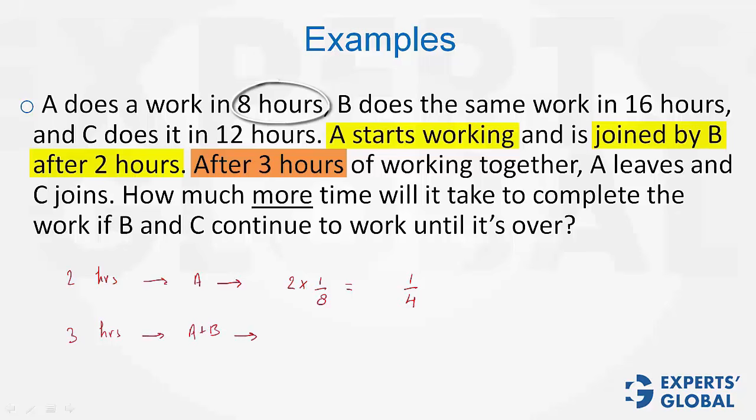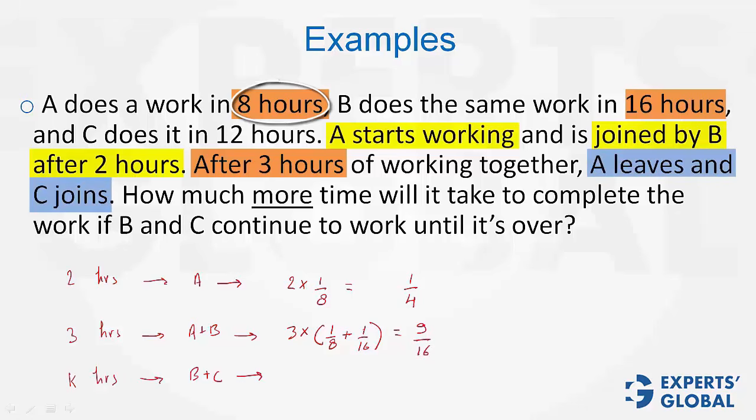Therefore, over these 3 hours, the amount of work done would be 3 times 1/8 plus 1/16. That's 3/16 times 3. That's 9/16. All right, now for the next K hours, B and C work together until the work completes. So K times 1/16 plus 1/12 should be equal to the amount of work left to be done. This is 9/16. 1/4 can be written as 4/16. So 13/16 work has been completed.